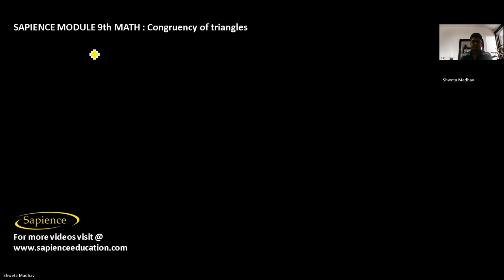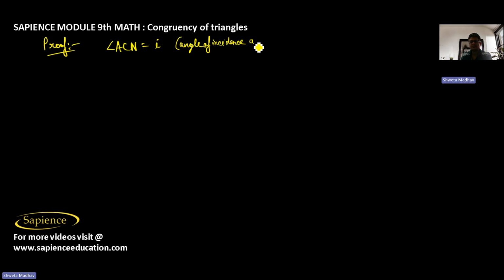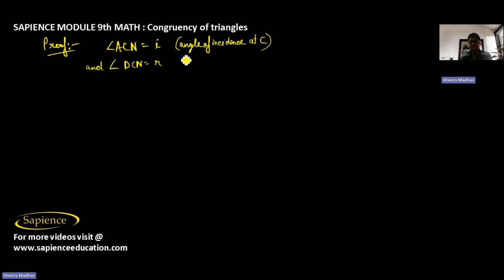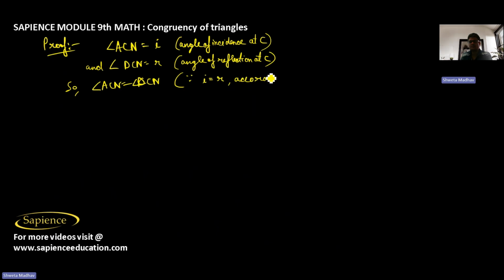So it means that the proof is that angle ACM will be equal to angle I, the angle of incidence at the point C, and angle DCN will be equal to angle R, the angle of reflection at the point C. So angle ACN is equal to angle DCN, since the angle of incidence is always equal to the angle of reflection, according to the law of reflection.